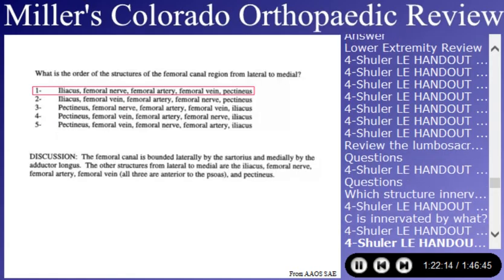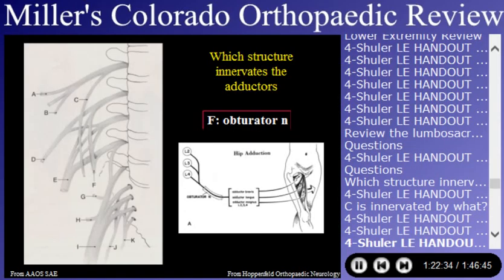Order of structures, femoral canal region from lateral to medial. Well, if it's iso-pec-ad-long, so I know it begins with iliacus, so I can take off at least 3 of these. NAVEL is next: nerve, artery, vein, so right there. What structure innervates the adductors? The obturator nerve, shown as F on the diagram.